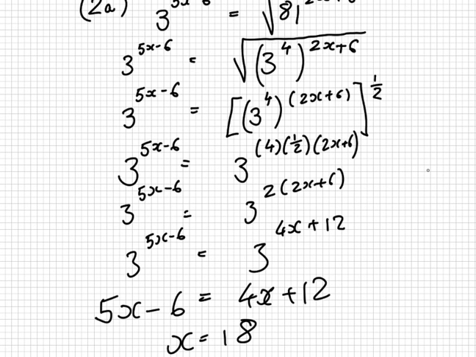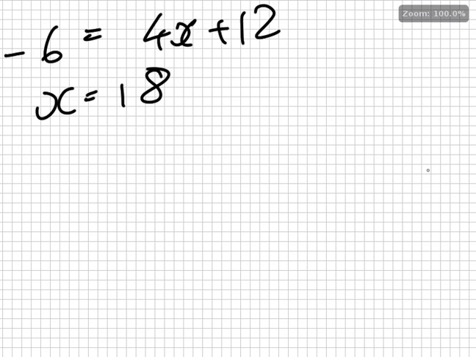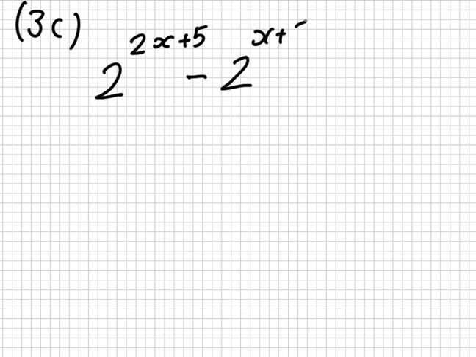Yeah? Okay, so next now, I'll do 3C. 2 power 2x plus 5, minus 2 power x plus 5 plus 8 equals 0.